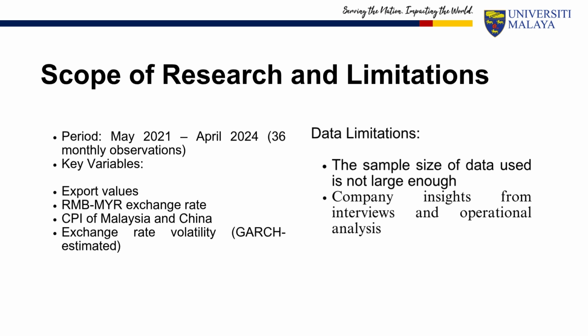The scope of research and the limitations are as follows. To reduce the influence of irregular economic conditions caused by COVID, we excluded pandemic period data. The final dataset covers 36 months from May 2021 to April 2024. And the research includes variables like export value, the RMB to ringgit exchange rate, CPI for both countries, and exchange rate volatility, which is estimated using the GARCH model.